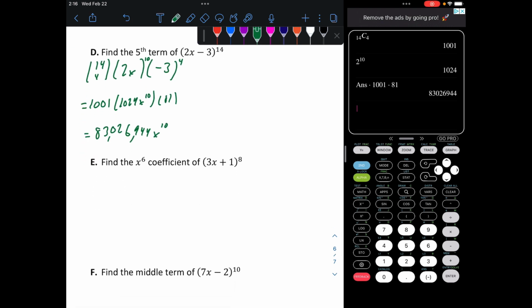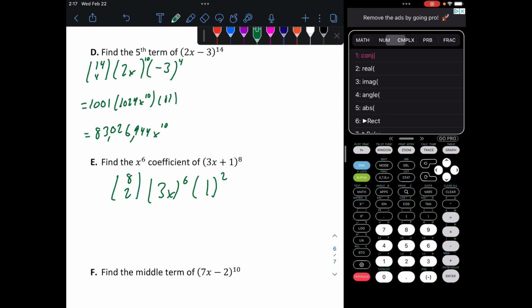All right, find the x to the 6th coefficient. So if it's x to the 6th, let's just think our way through this here. The first term would be x to the 8th, then x to the 7th, then x to the 6th. So we're looking for the 3rd term. Looking for the 3x to the 6th power, which means the 1 would be to the 2nd power. So that would be 8 choose 2. All right, so 8 choose 2. Again, I'm just using my calculator to save some time here.